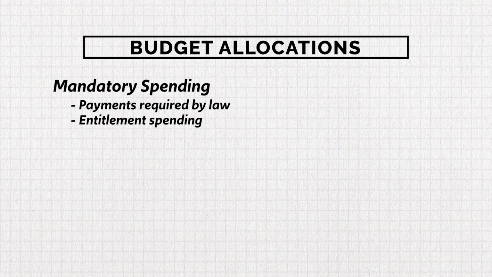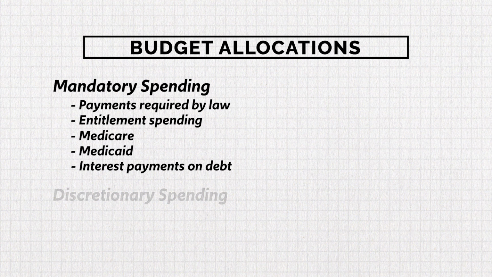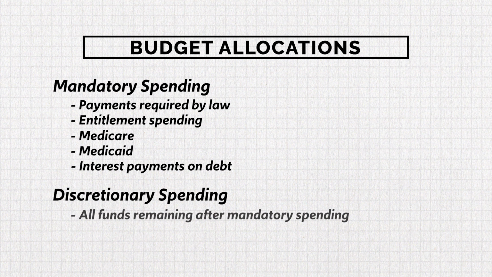For example, Congress passed the Social Security Act, and that means that they have to make those payments to retirees by law. Other big entitlement spending categories include Medicare and Medicaid. And mandatory spending also includes interest payments on debt, of which there is a metric buttload. Now, after mandatory spending is accounted for, everything that's left over is called discretionary spending.